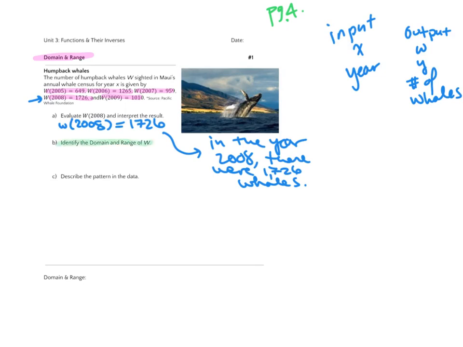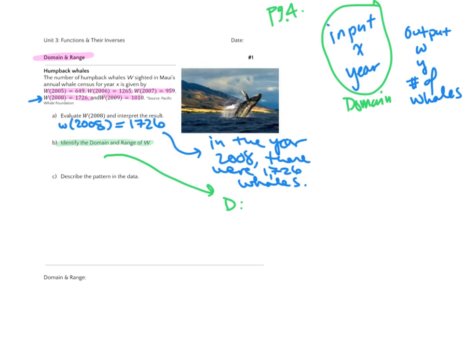Identify the domain and range of W. Okay, so let's start with the domain first. Can I do this? So domain is x, so I'm going to maybe put a circle around that. So this is my domain.